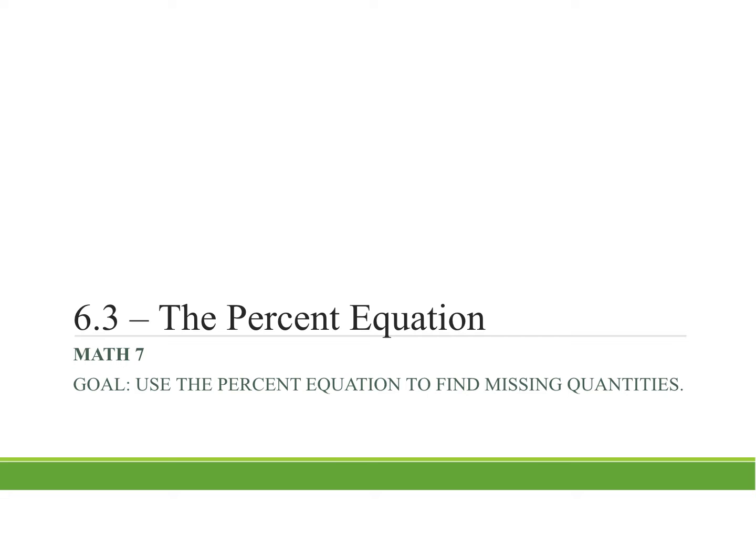But going forward, I don't care if you use the 6.2, which is the proportion method, or if you use the 6.3, the percent equation. I just ask that you show me all your work.